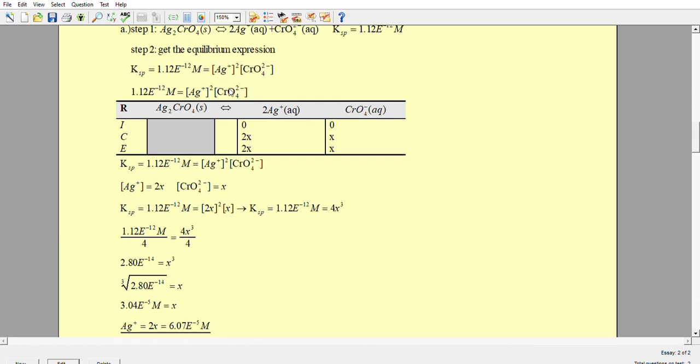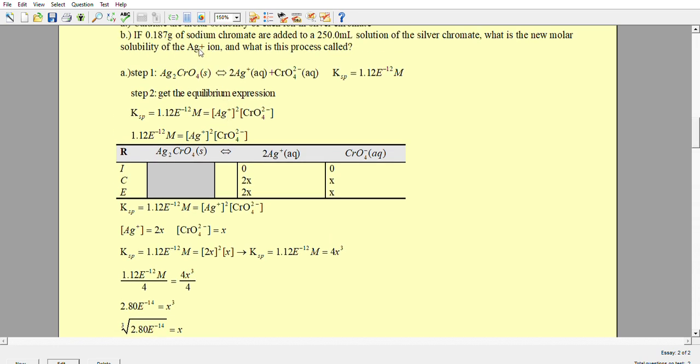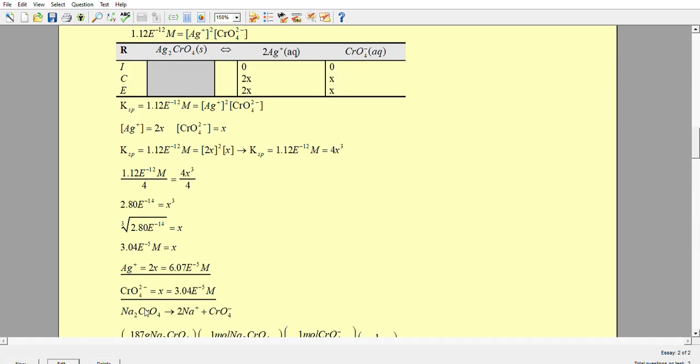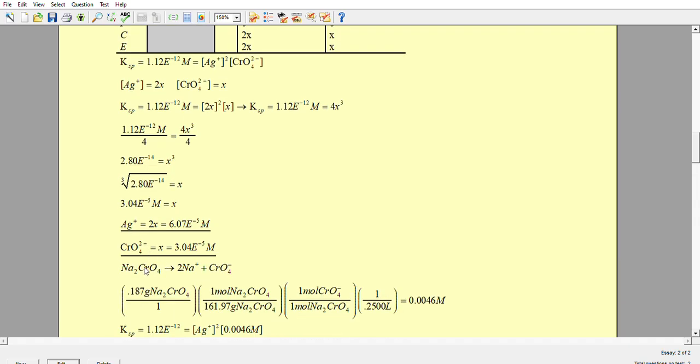Now, in part B, what happens if I add a strong electrolyte? For the purpose of this, expect that whatever you add to this sparingly soluble solid is going to be a strong electrolyte, where there would be no equilibrium expression. All ions would be produced when the solid is added. And so what I'm showing right below this molarity is the sodium chromate, or sorry, the sodium chromate producing the sodium ion and the chromate ion.